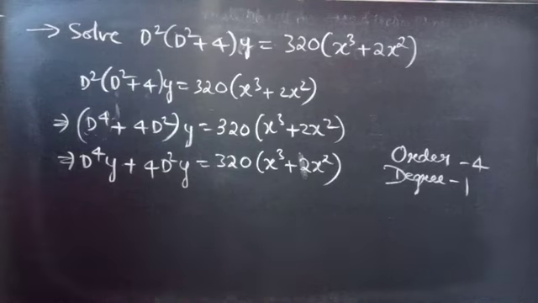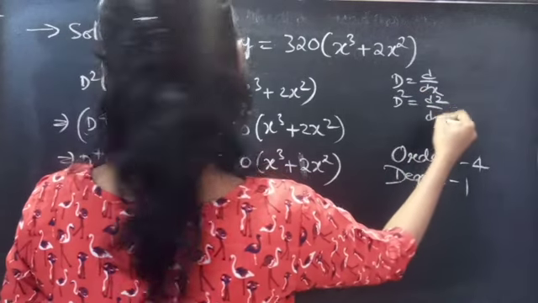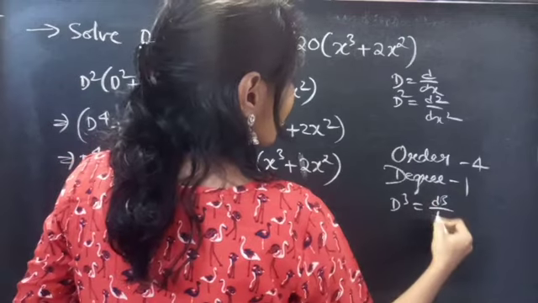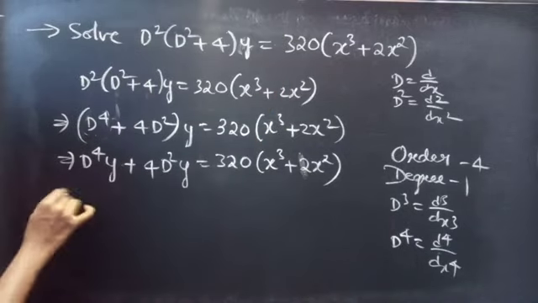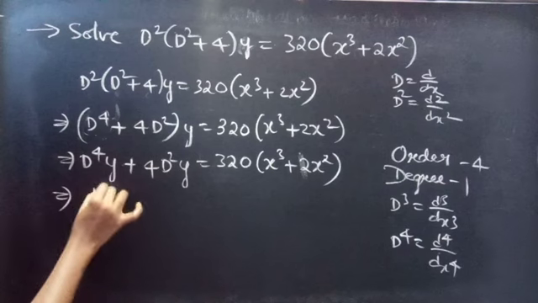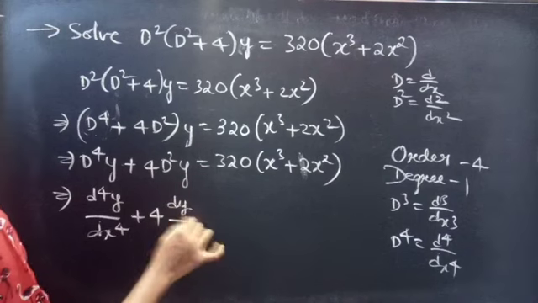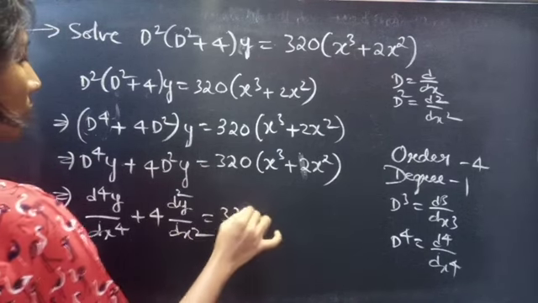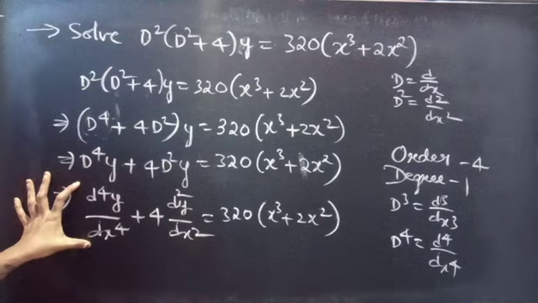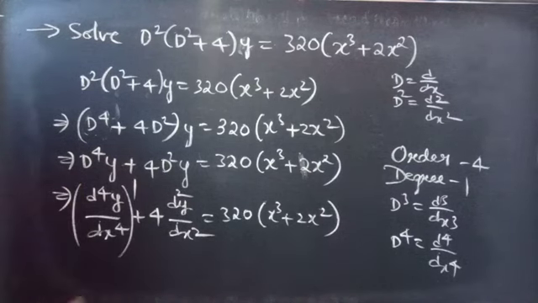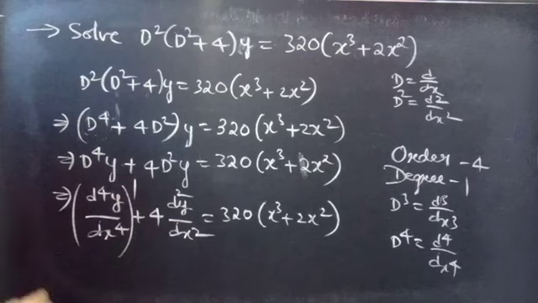Now let's replace the differential operator D by d by dx, then D square will be d square by dx square, and D cube is d cube by dx cube. D power 4 is d power 4 by dx power 4, right? Now let's write D power 4 y as d power 4 y by dx power 4 plus 4 into d square y by dx square equals to 320 into x cube plus 2x square. Here d power 4 y by dx power 4 is the highest derivative, so our order will be 4. And the highest power of the highest derivative is the degree. Degree is 1, right?